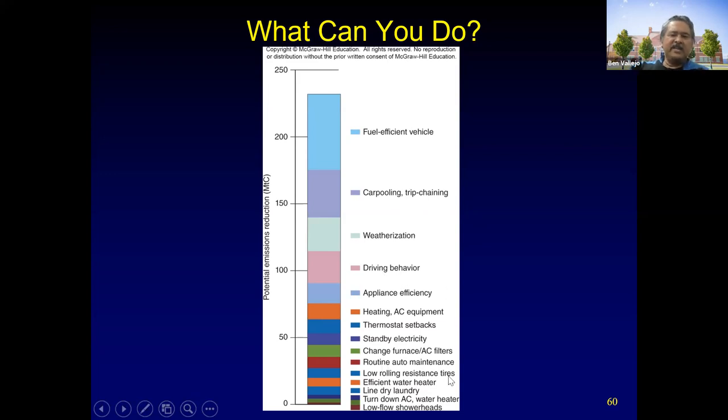There are many things that we can do. And so here's a list. You take a look at it, see if you're willing to do anything, if anything is practical for you. And you can see the potential emissions reduction just by changing your behaviors.